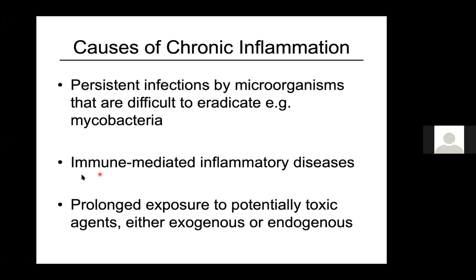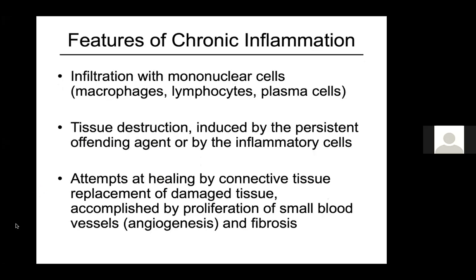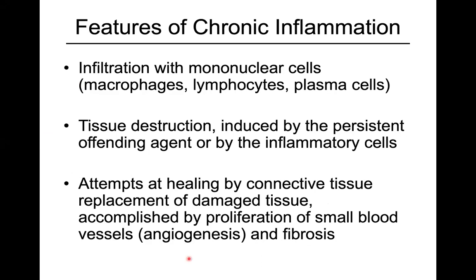Then I've mentioned the immune-mediated inflammatory diseases like rheumatoid arthritis and so forth. In terms of the cellular infiltrates, it's the mononuclear cells, so macrophages, lymphocytes. Sometimes you may have plasma cells, which are still of lymphoid origin, and they're also mononuclear. And then you have ongoing tissue destruction and ongoing attempts at healing. And healing usually would be with fibrosis.